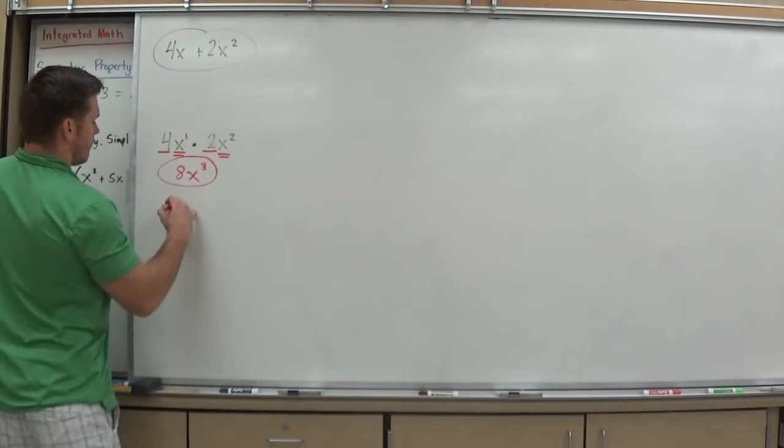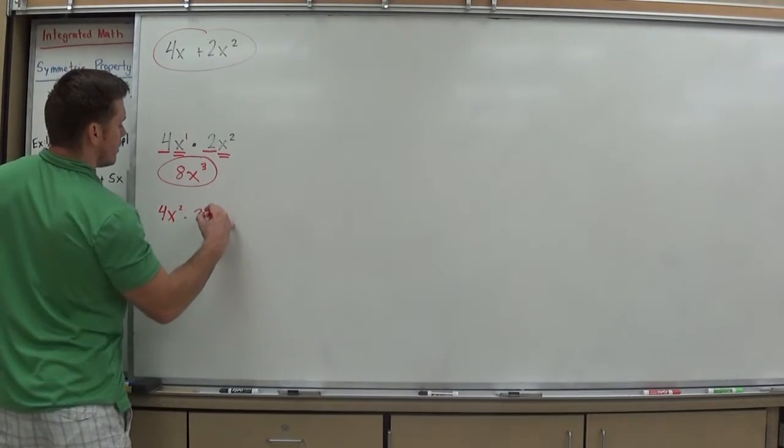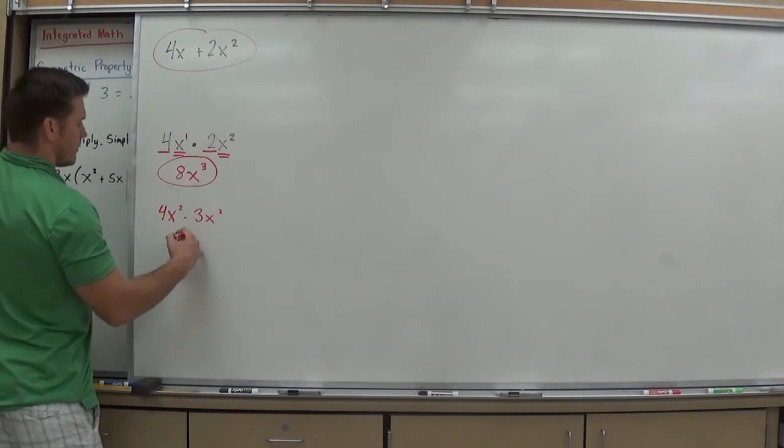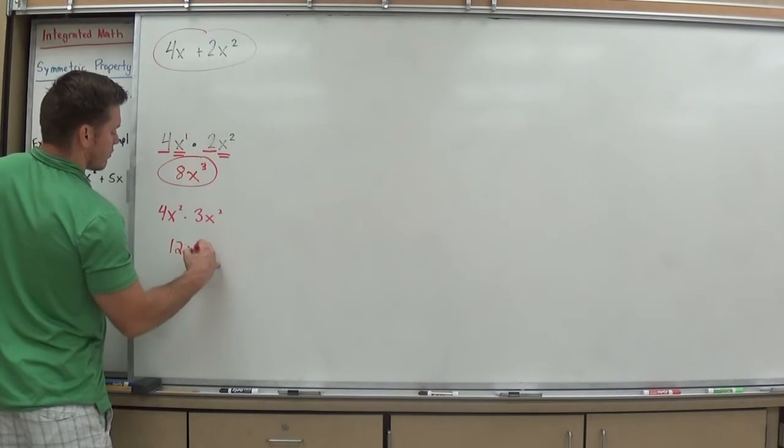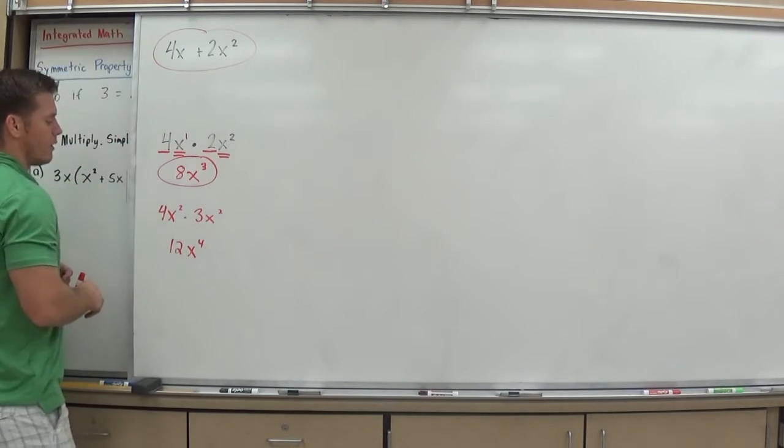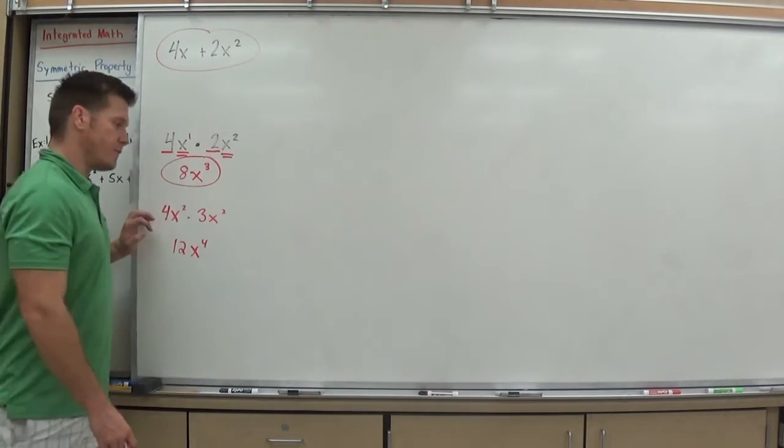Okay? If I did 4x squared times 3x squared, that would be 4 times 3 is 12. X squared times x squared is now x to the 4th. Okay, etc. So you add the exponents together.